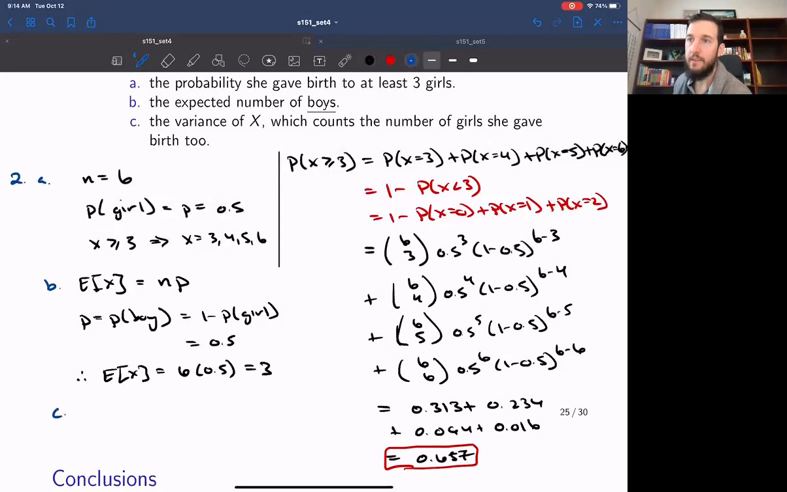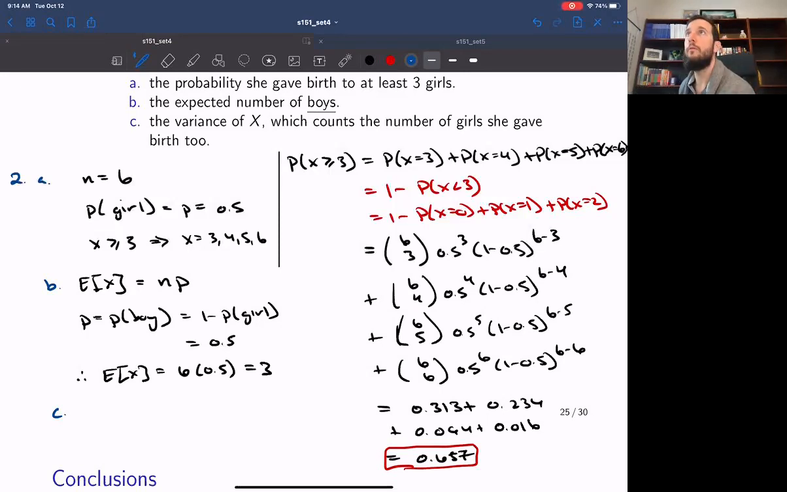All right. And in this case, we have a very nice interpretation. We're basically saying if you have 6 children and the probability of having a boy or girl is 50% on each pregnancy, then the expected number of boys is going to be 3, and the expected number of girls is going to be 3.